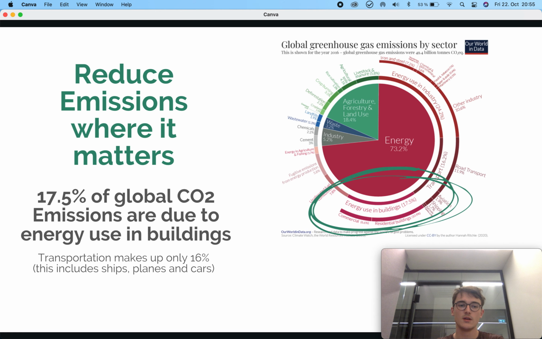Speaking about emissions, it's a core value of the company. I think it's important to mention because it's part of their value proposition, that they want to reduce emissions where it really matters. And they say this because 17.5% of global emissions are due to energy use in buildings. And comparing this to transportation, which is roughly 16%, really becomes evident why it's really important to focus on this. And also it's not nearly as much press as, for example, airlines polluting the environment.